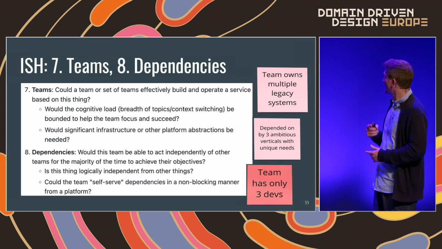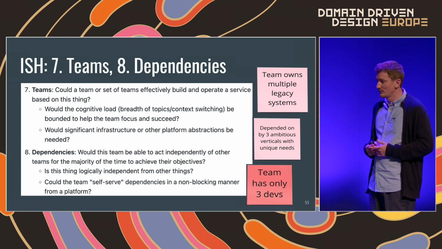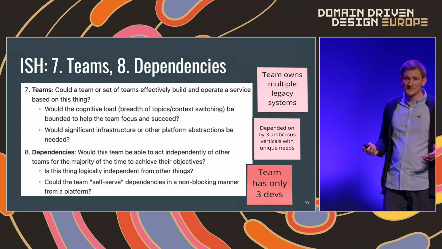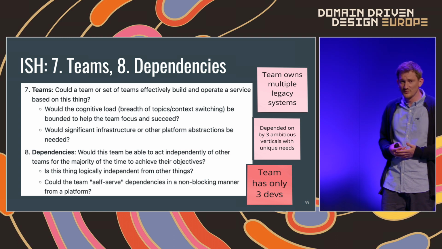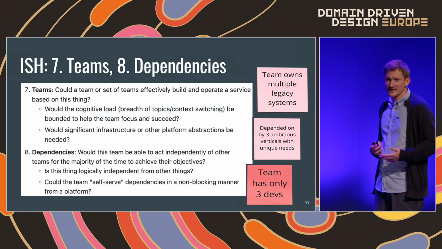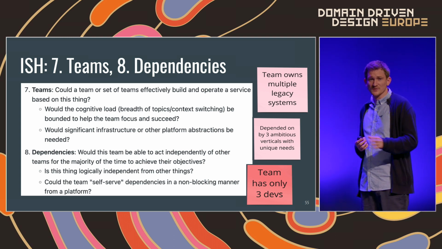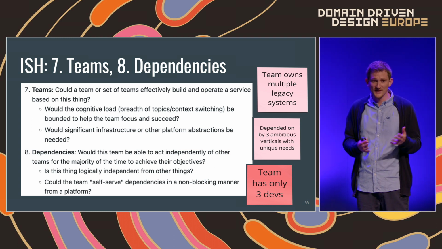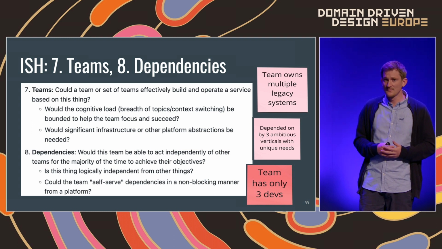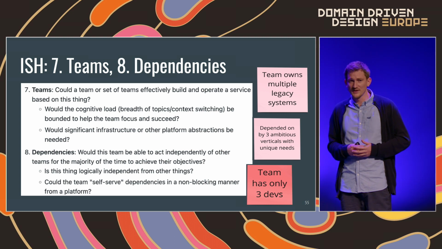Then we got to teams and dependencies. So from a pure ISH perspective, as we went through these questions, we felt dependencies would be an issue. It's a horizontal supporting multiple verticals. There are always going to be some dependencies to think about there. It's not going to be purely straightforward.